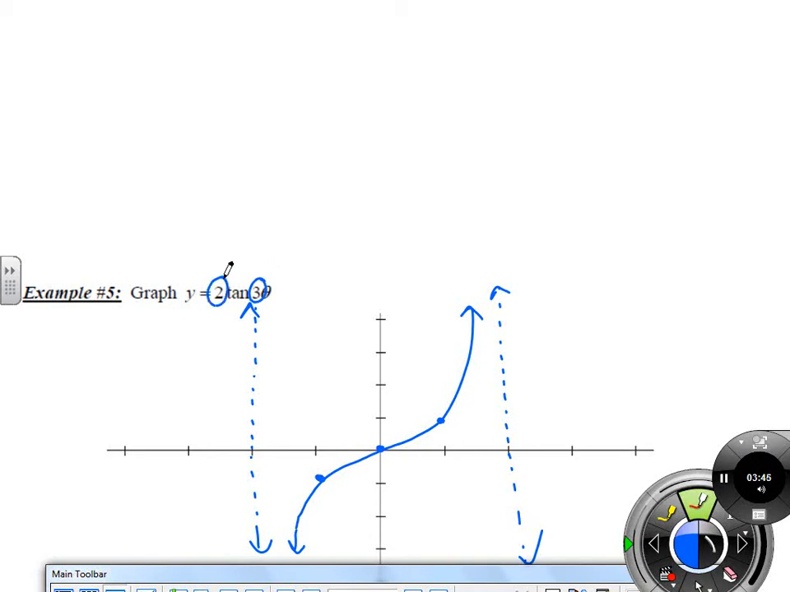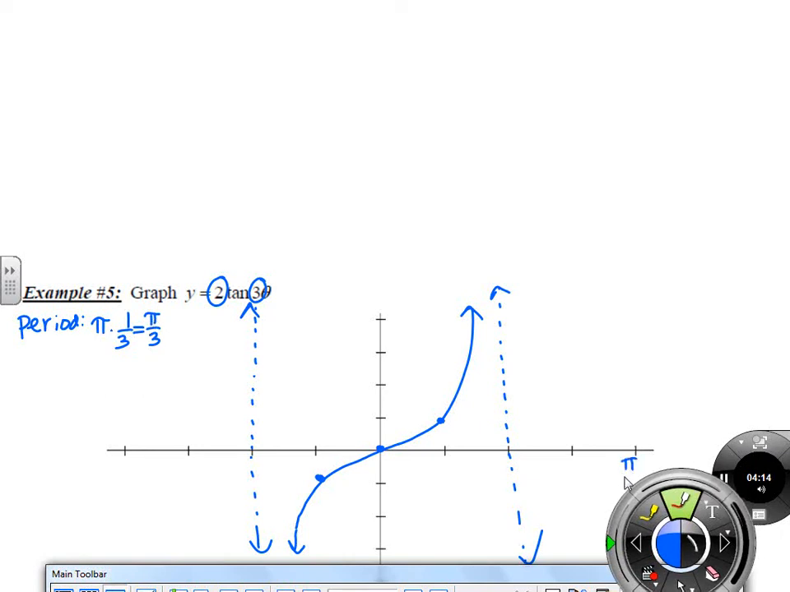What's the 3 going to affect in our graph? The period. What is the normal period for the tangent function? Pi. How is that 3 going to affect the period? Not 3 pi. Because remember, if it says 3, it's really a horizontal compression, which means we're multiplying times 1/3. So the period is actually going to be pi over 3. That still means 1, 2, 3, 4. This is pi over 3.